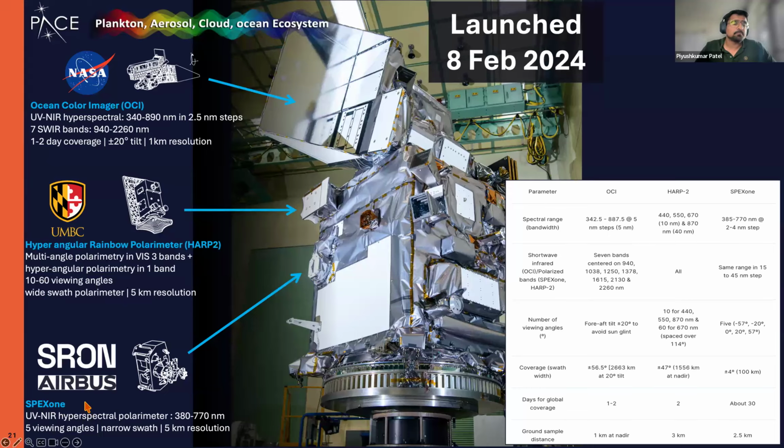And then comes SPEX1, which is again hyperspectral. You have information at every 2 nanometer interval from 380 to 770. The spatial resolution is 5 kilometers, and it has 5 different viewing angles. So you have a lot more information: radiance and polarization for each 2 nanometer spectral band, at 5 viewing angles. So you have a lot more information than MODIS, MISR, or any other previous satellite datasets.